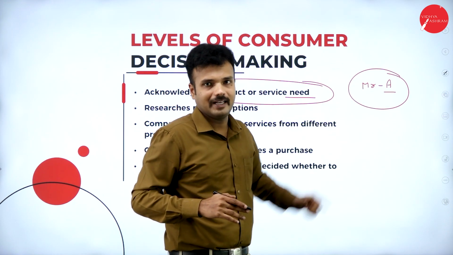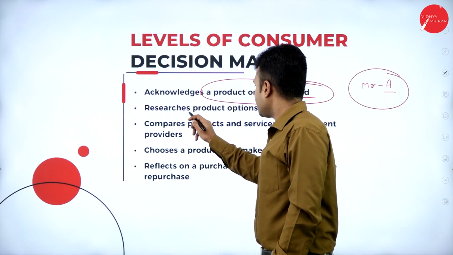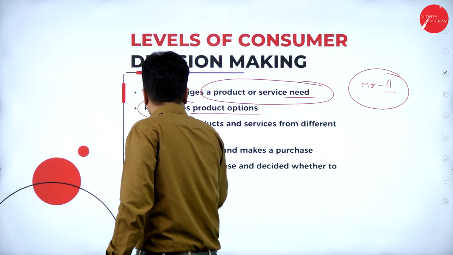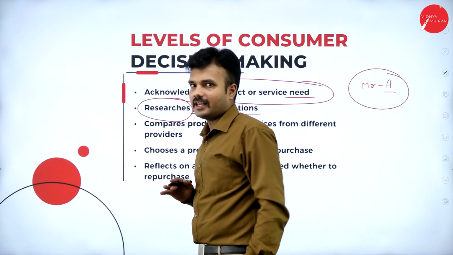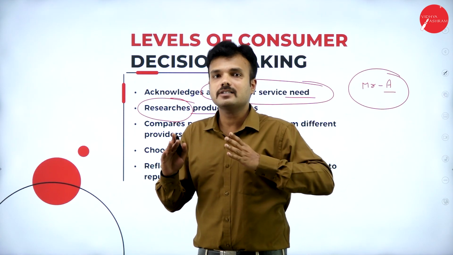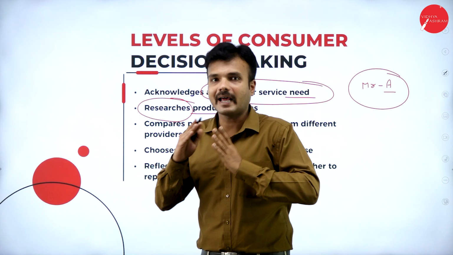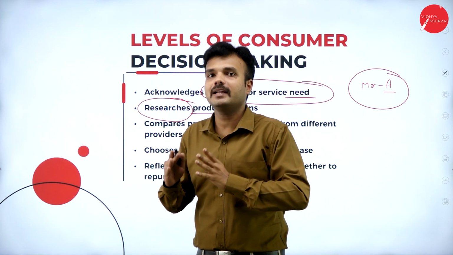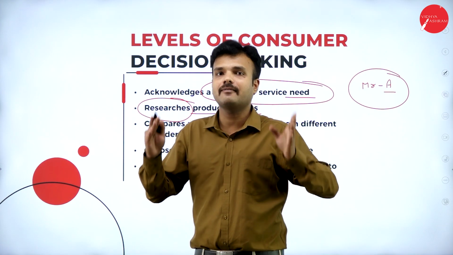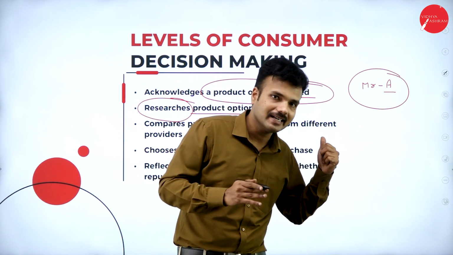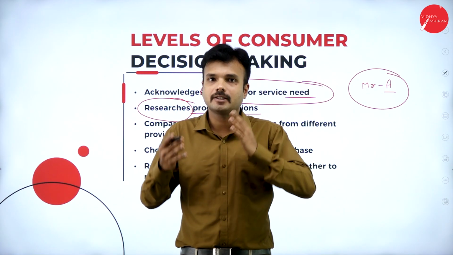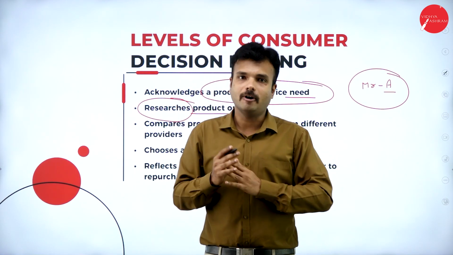A, that is a two-wheeler. The second step, research product options. After recognizing the need of Mr. A, he is going to research the market, how many brands of two-wheelers are available in the market, right? So how many brands of two-wheeler vehicles are available in the market as per his budget, right? So he goes through the research process through online mode and also through offline mode.